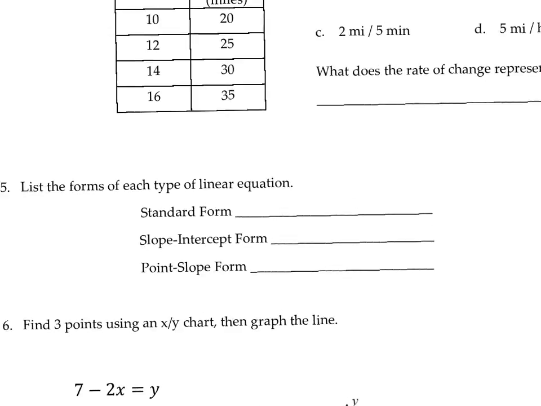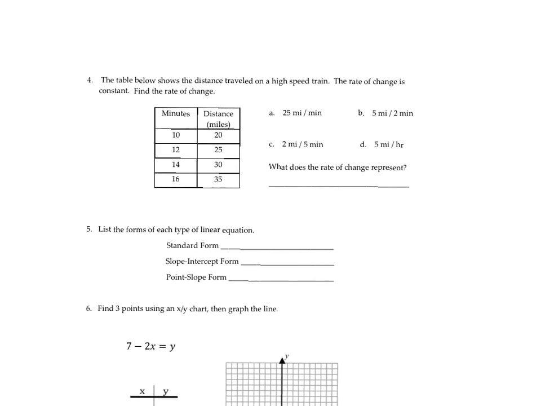Page 2, number 4. Table showing distance traveled on a high-speed train. The rate of change is constant. Find the rate of change. Rate of change is synonymous with slope.